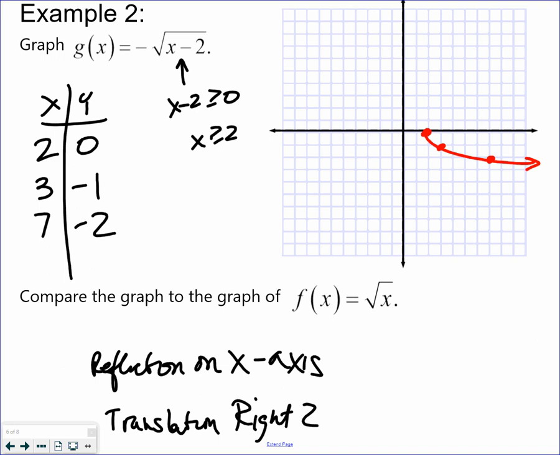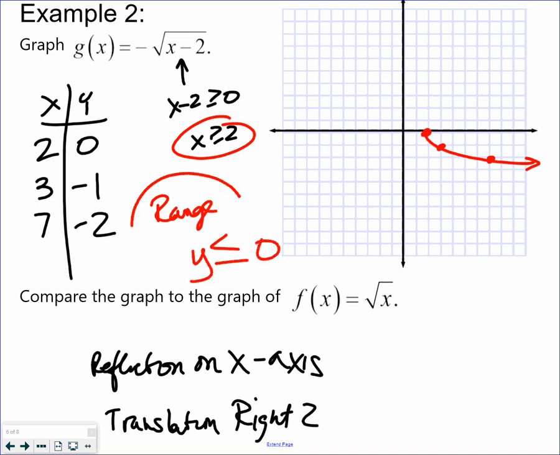So it's a reflection on the x-axis. So notice it's going down instead of up. And a translation to the right too. Now, I know it's not asked in this question, but really range is a more challenging one. Y is less than or equal to 0. Why is the range going down? Because the numbers are going down. It's the downward side of the sideways parabola. So this gets a little more challenging here with domain and range.